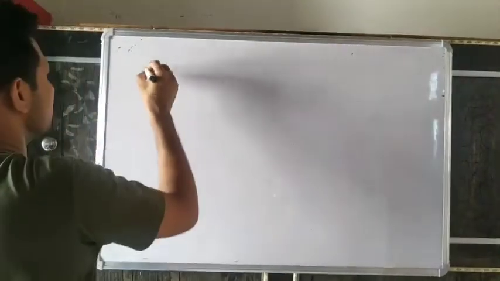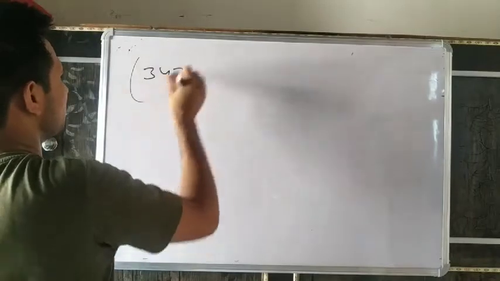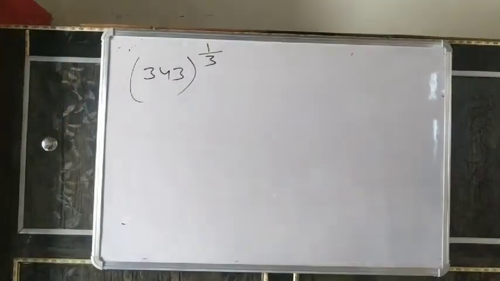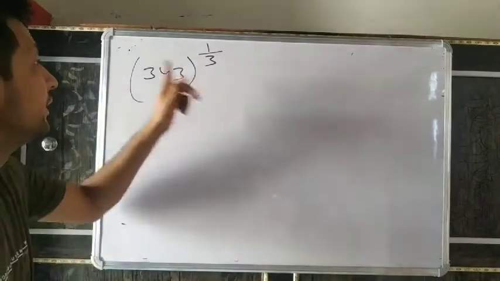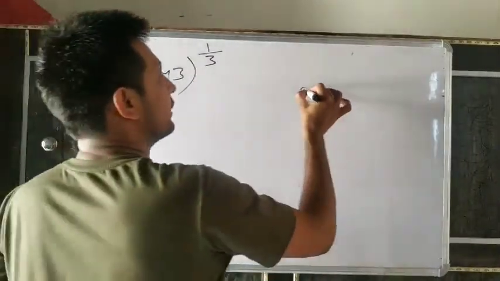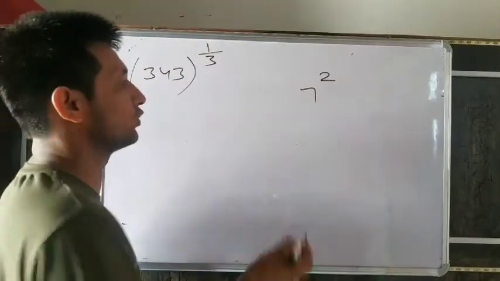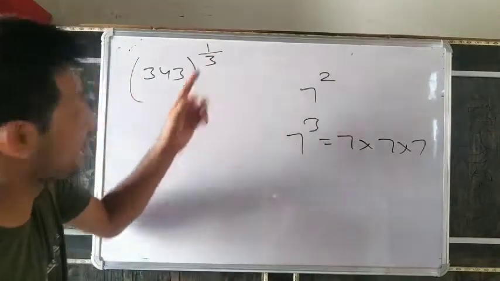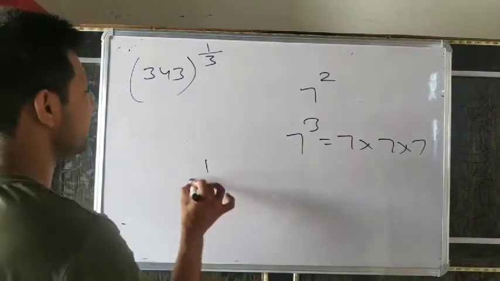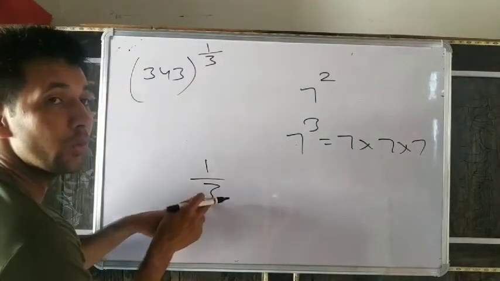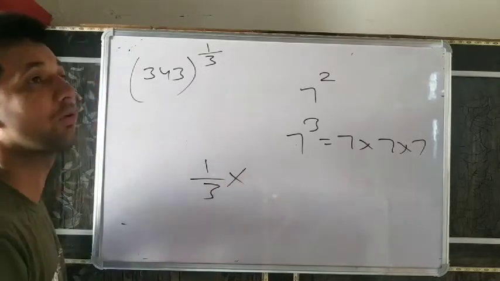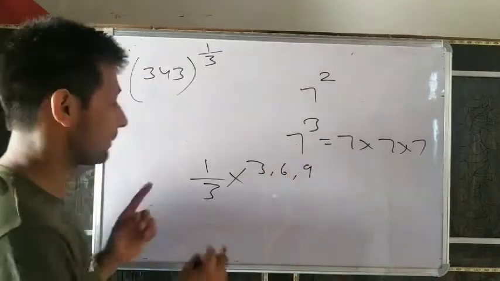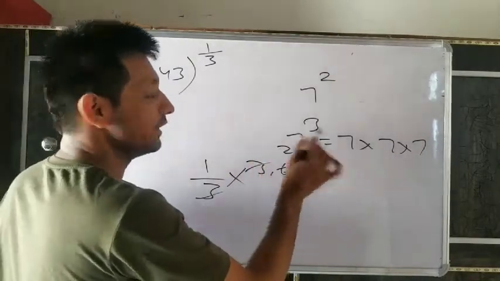Next, find the value of 343 to the power 1 by 3. We want to find its value. How can you find it? If I write 7 square, you can find it easily, 7 into 7. If I write 7 cube, 7 into 7 into 7, very easily. But here the power is 1 by 3. It means we should remove this denominator 3. And how can you remove 3? If we write 3, 6, 9, any such number, then 3 cancels 3.